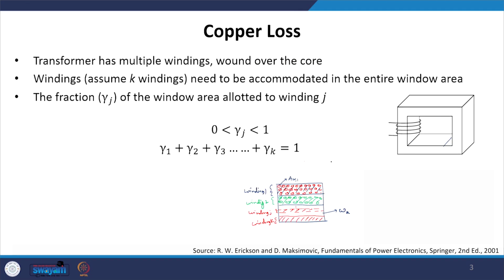So the transformer has multiple windings which are wound over the core, and assume we have, let us say, k number of windings in a transformer, so that we can make it a more generalized case. So assume we have k number of windings and they have to be accommodated in the entire window area, and that window area is given by WA.